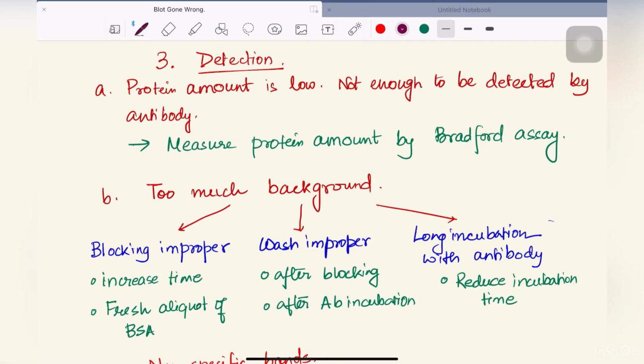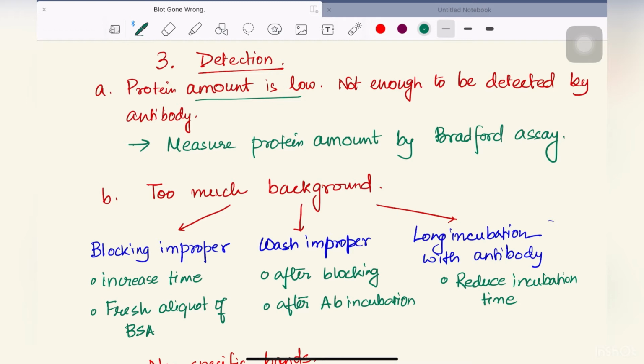So in this detection step, there are many things that might go wrong, but don't worry, there are solutions. The first thing is, suppose your band is not visible on the blot. What may go wrong is that your protein amount might be very low. If your protein amount is low, it will not be easily detected by the antibody. If the antigen is low, then this antigen-antibody reaction will not occur properly. Because of that, you will not be able to see your band.